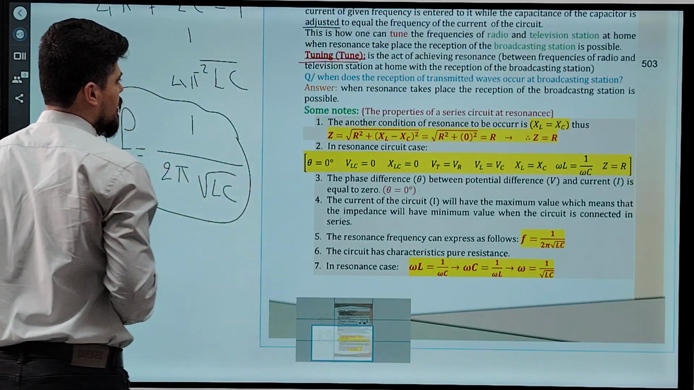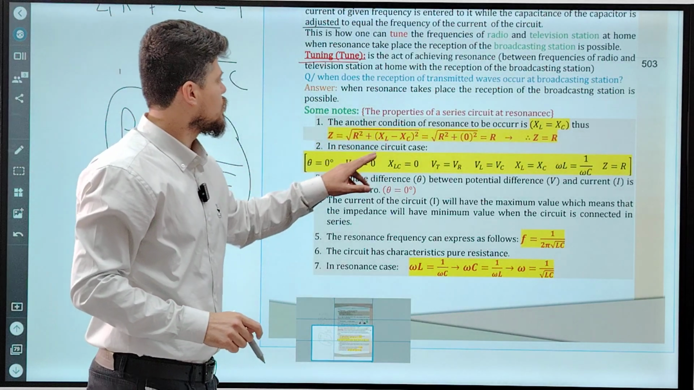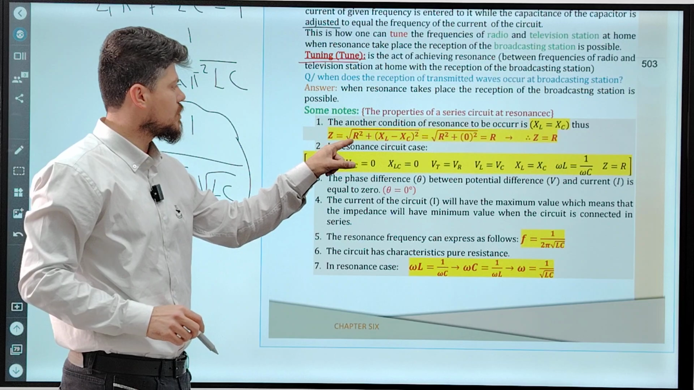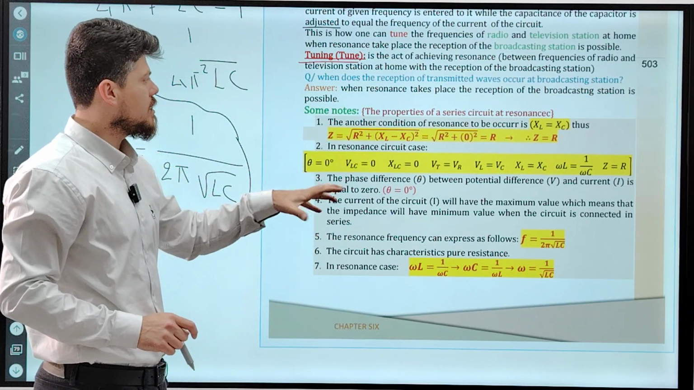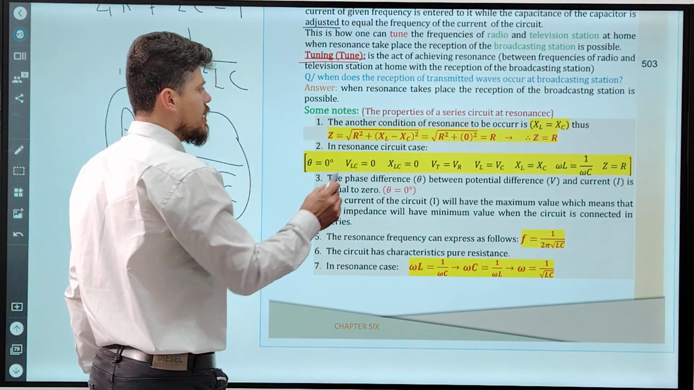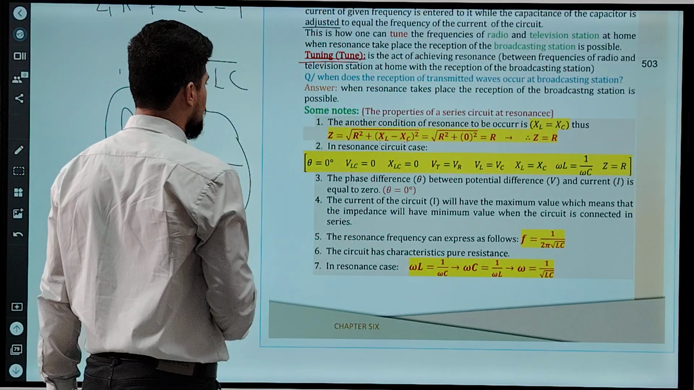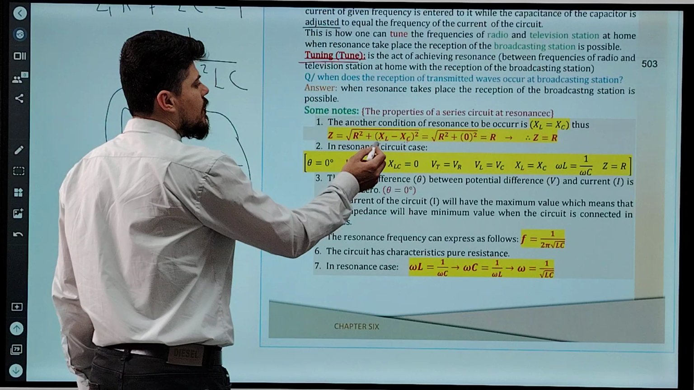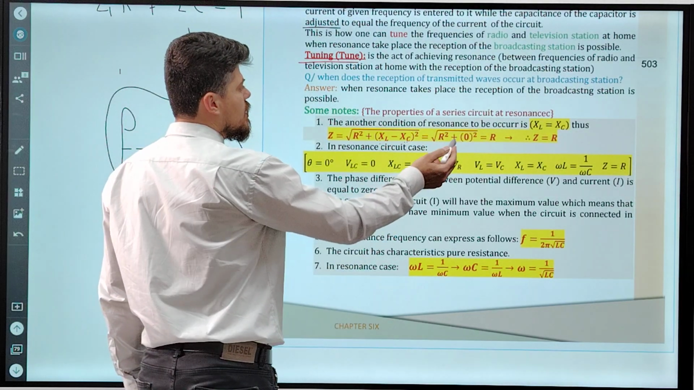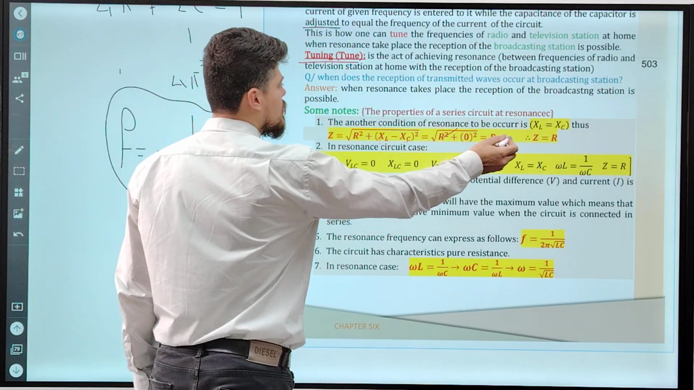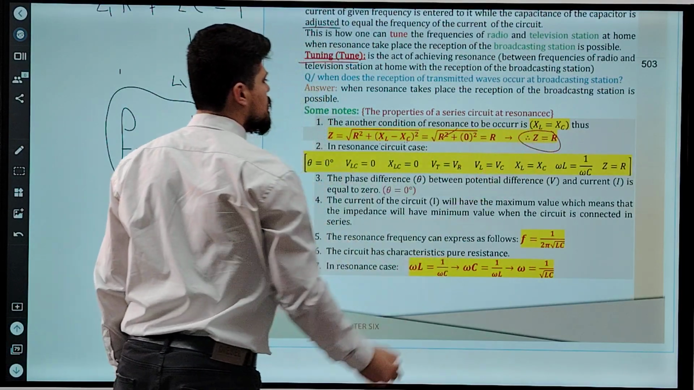When XL is equal to XC, in a series connection the total impedance is equal to the radical of R squared plus (XL minus XC) squared. In the case when these two are equal, XL equals XC, the difference becomes 0. Zero squared is 0, so R squared and the radical remain. What is left? Z is equal to R.